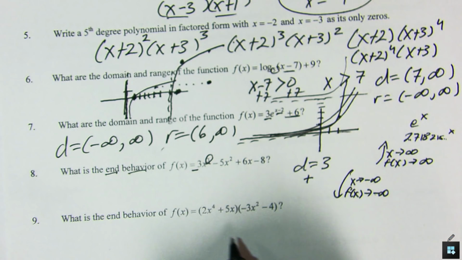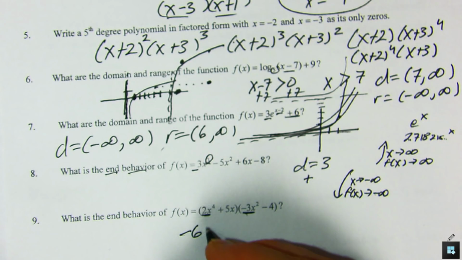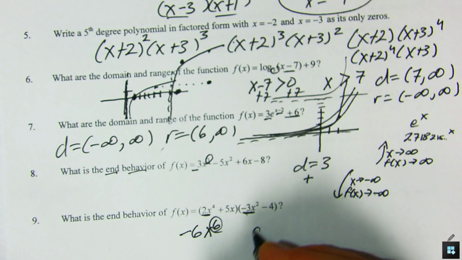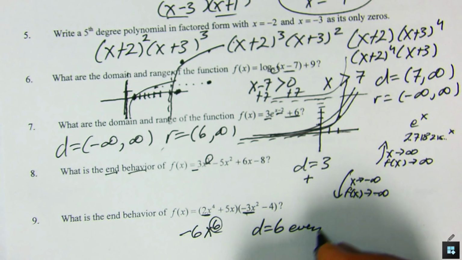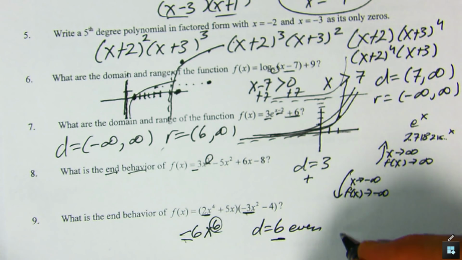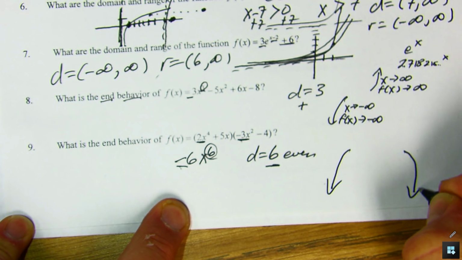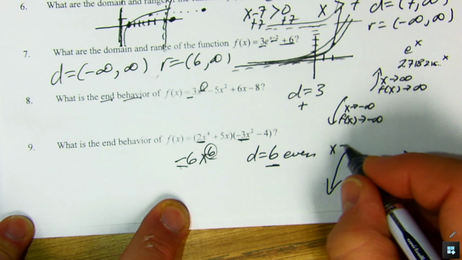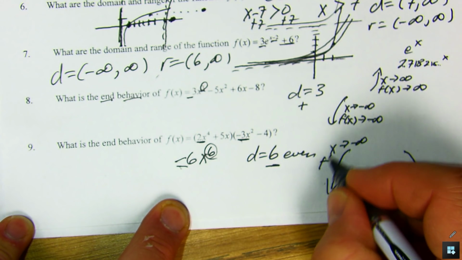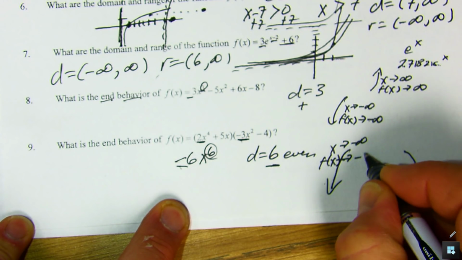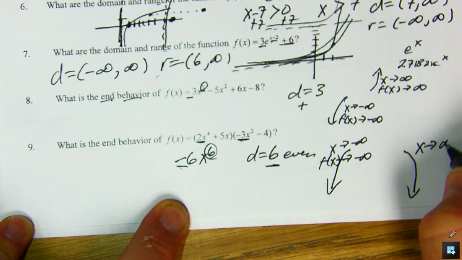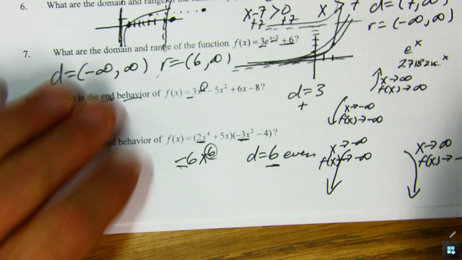What's the end behavior here? Well, if I multiply the biggest x exponents together, I'll get negative 6 x to the 6th. 6 is even, so my degree is even. The leading coefficient is negative, which means the end behavior looks like this. What does this mean? This means as x goes to negative infinity, f of x also goes to negative infinity. And as x goes to infinity, f of x on this side goes to negative infinity. End behavior. Done.